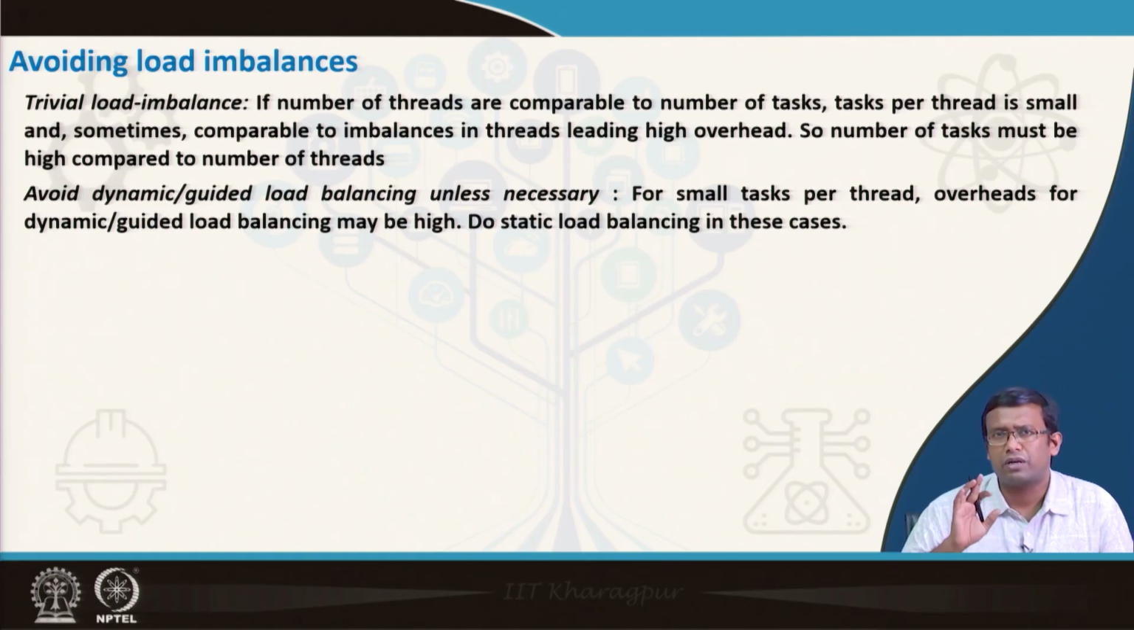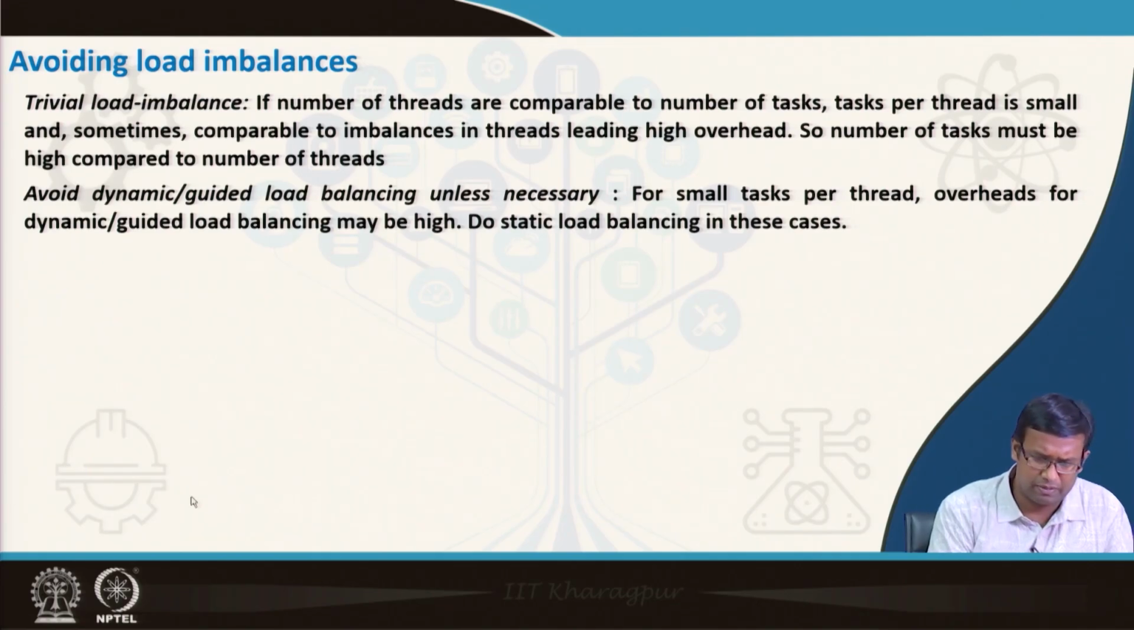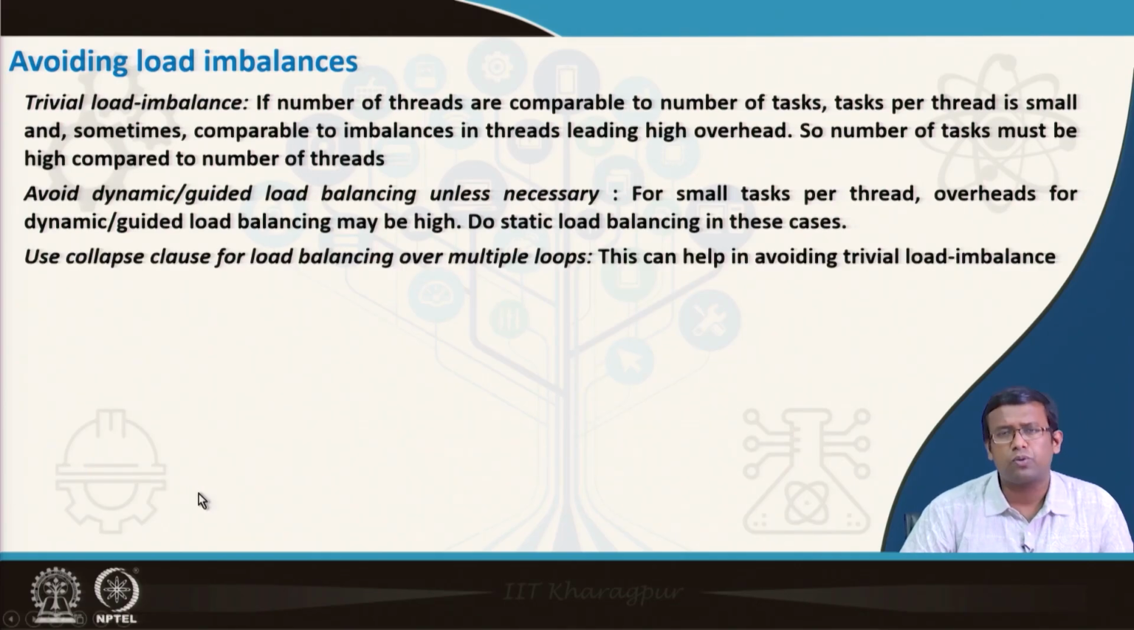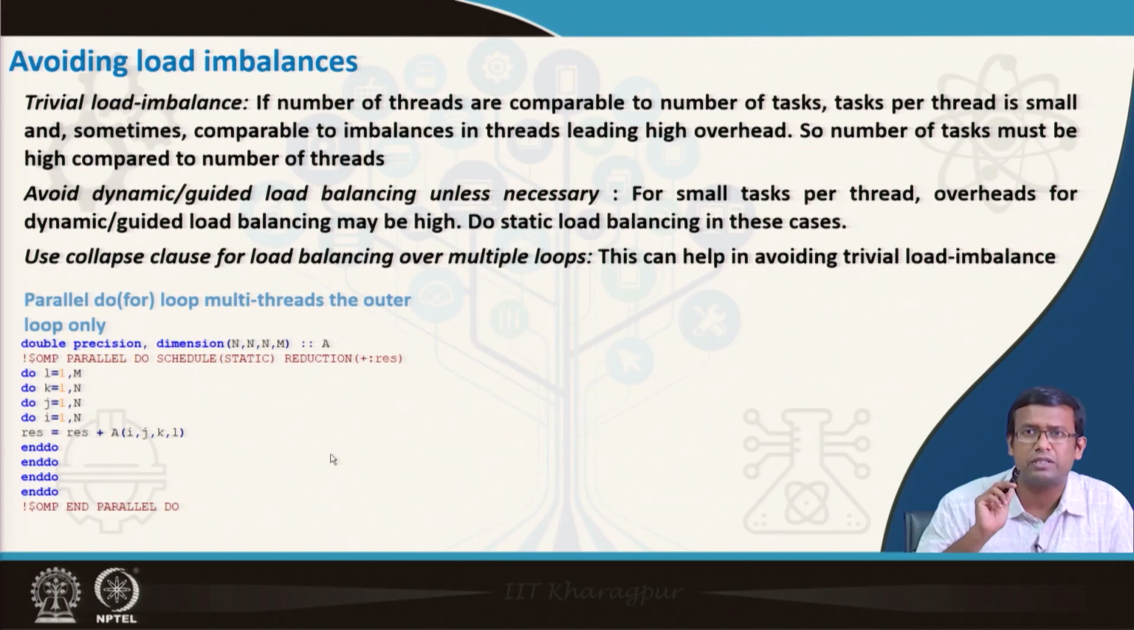So, if it is not absolutely necessary, do not use dynamic or guided load balancing. In certain cases, for handling large jobs, they can be very helpful, but in general, if you are working with small or medium complexity problems, do not use these load balancing techniques. Use the collapse clause for load balancing over multiple threads. This can help in avoiding trivial load imbalance. This is an important aspect. We will see some of these issues later on in matrix calculations.